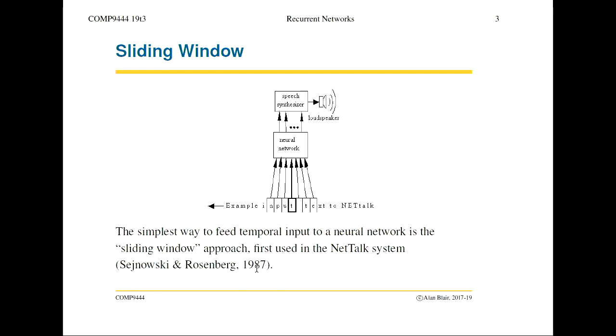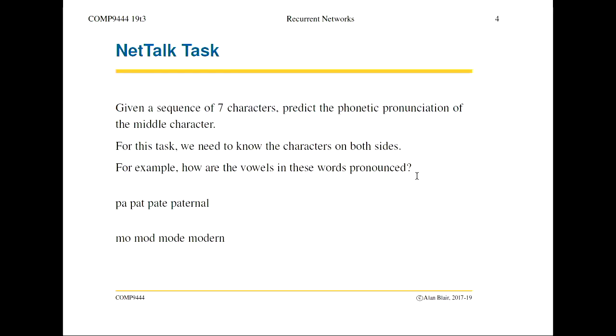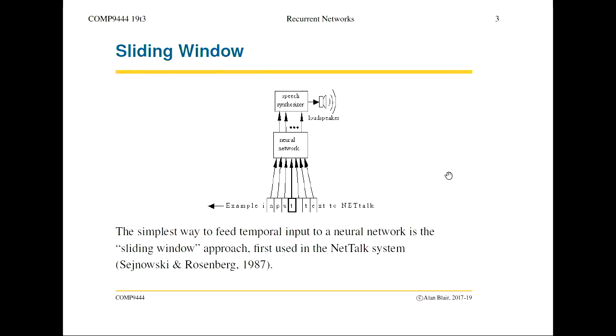Again, this is very early days of the rebirth of neural networks, only one year after the parallel distributed processing group met in San Diego. The way they handled the temporal part is that the network took in 7 characters at a time. In the middle is the character it's actually trying to pronounce, and it's also given the 3 preceding characters and the 3 following characters.